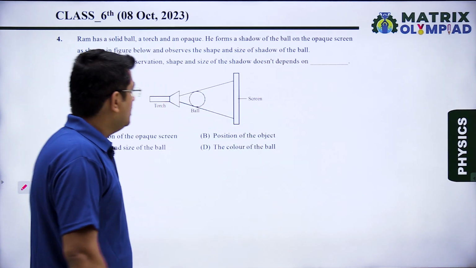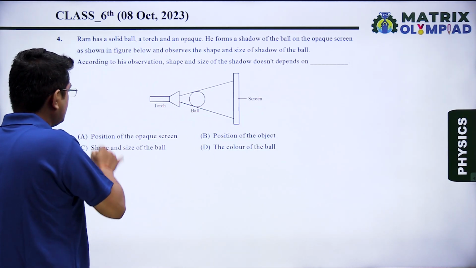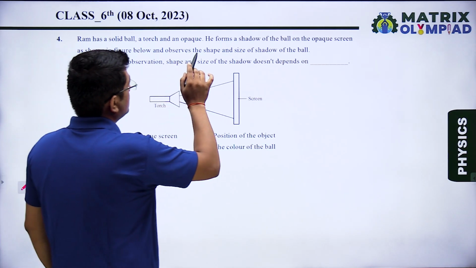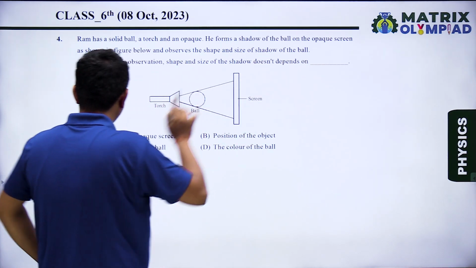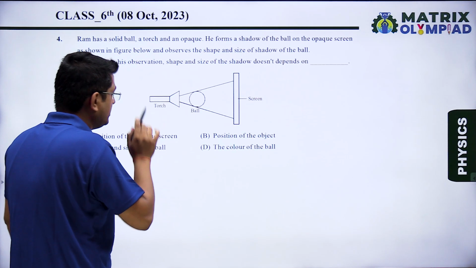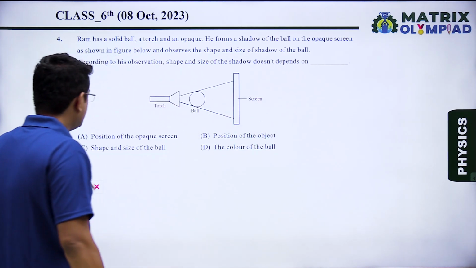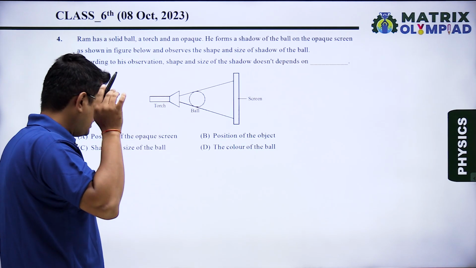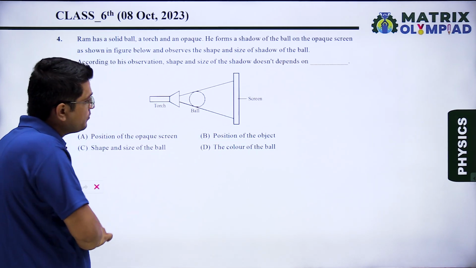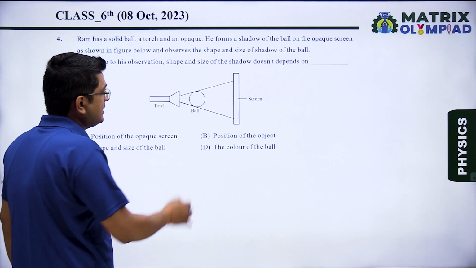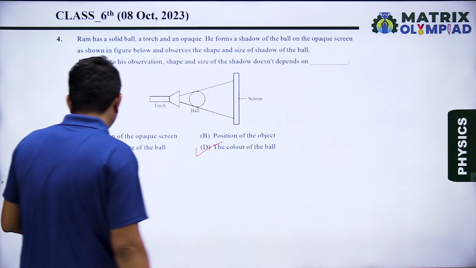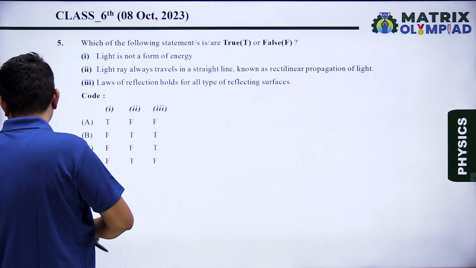According to his observation, shape and size of the shadow does not depend on. So, in options it is said that the shape and size of shadow does not depend on position of OPQ screen. No, it will depend on this. Position of object, it will depend on this. Shape and size of ball, size of shadow will depend on this also. The color of ball. So we can say the correct answer is option D. Next question, question number 5.